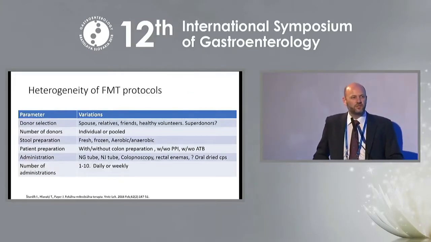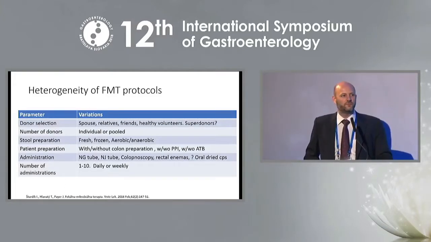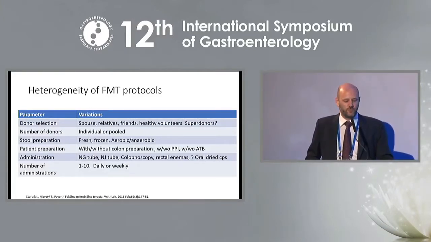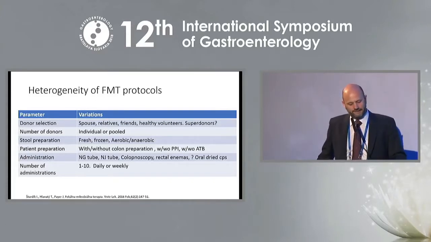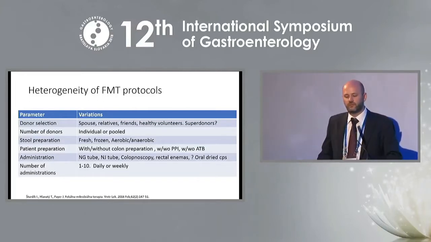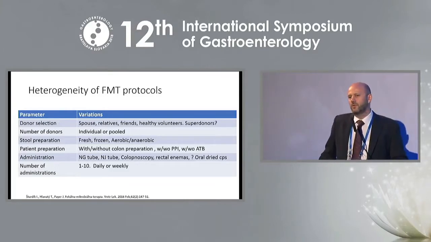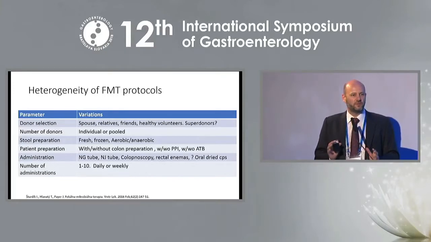However, there is a lot of discussion about the optimal FMT protocol. And you can see it in the dozens of trials that every trial uses a different protocol. So there are different methods for donor selection, from spouses, relatives, friends, healthy volunteers. There are even attempts to identify so-called super donors whose stool gives the best result for various conditions. There is a heterogeneity in the number of donors. Some studies use a single donor, another one pools the stool from several donors into one, usually ranging between 2 and 7 pooled donors.